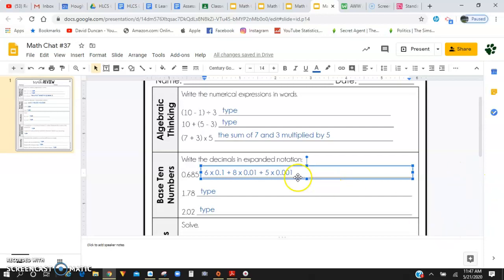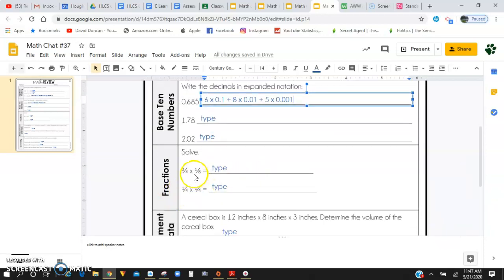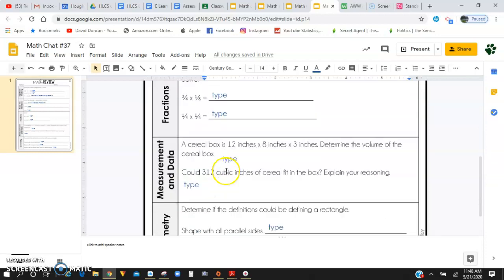Okay? Down here, you're going to be doing some fraction multiplication. Remember, when you're multiplying fractions, you multiply across the numerators and denominators. Please make sure you're writing these in the smallest form possible. This one right here, you're probably going to have to simplify a little bit.